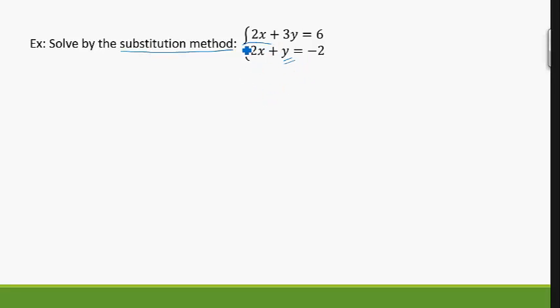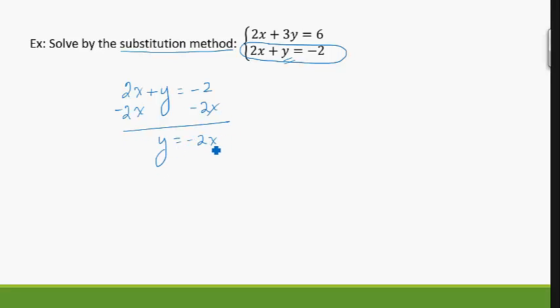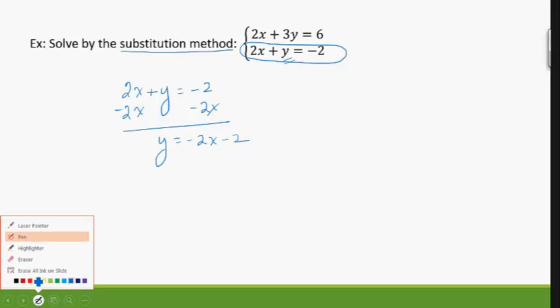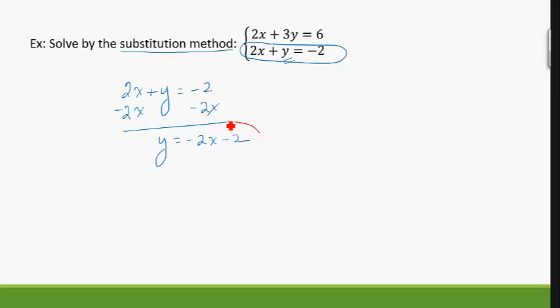So I'm going to take this equation right here, 2x + y = -2, and I'm going to solve for y by isolating the variable. When I do that, I get y = -2x - 2. Now, once you know what y is equal to, you can substitute this into the second equation for y. So I took one equation, solved for a variable, and then substituted it for that variable in the other equation. If you substitute it back into the same equation, everything will just cancel out.